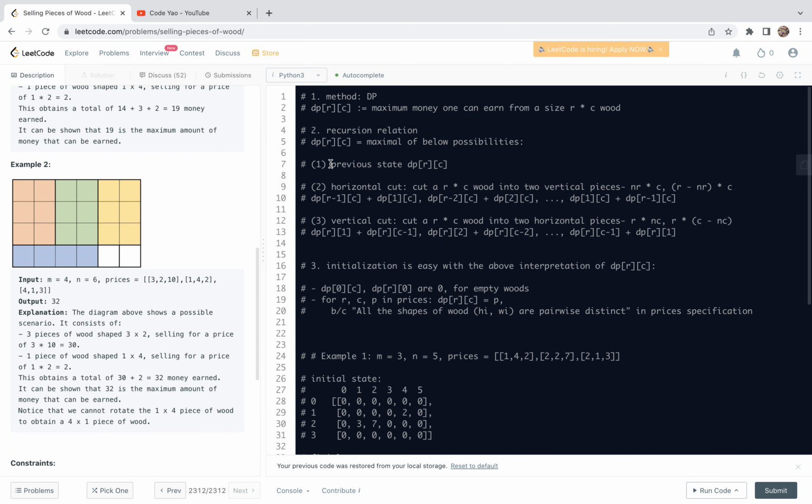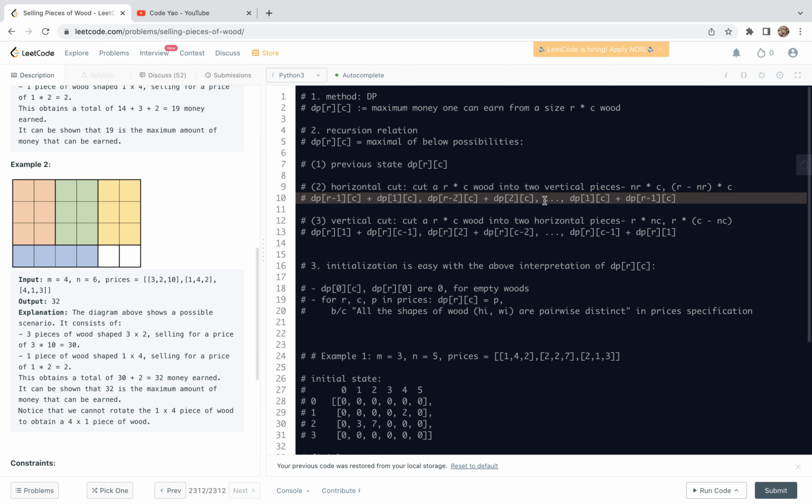Let's first look at the recursion relation. The dp[r][c] can be updated as follows. Basically there is a maximum of the three following possibilities. First is its previous state. Secondly, if we make a horizontal cut, for example, we cut the r by c wood into two smaller pieces of size nr times c and r minus nr times c. Then we add the prices, or the money we can earn, for the two smaller pieces, then compare with dp[r][c].